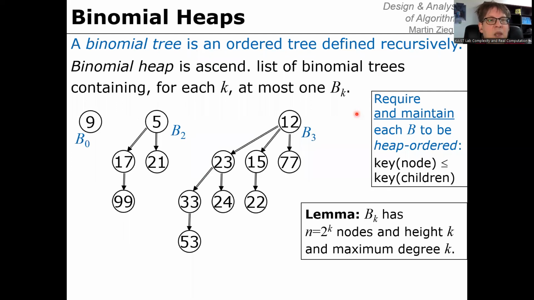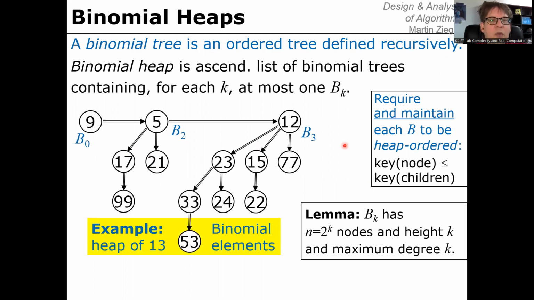So here you see 3 binomial trees, right? One of height 0, one of height 2, and one of height 3. So good. And now we're going to concatenate them, connect them, turn them into an ascending list. First the one of height 0, then the one of height 2, and then the one of height 3. So that's the list.